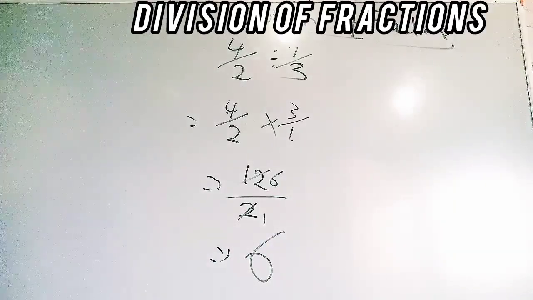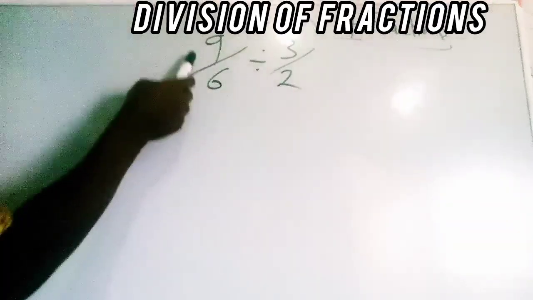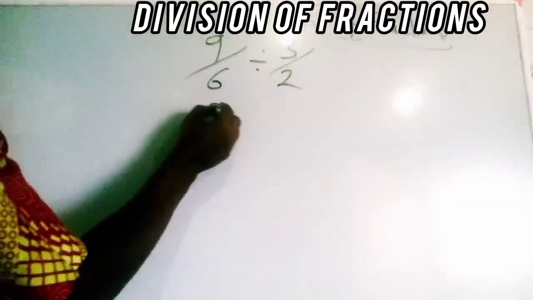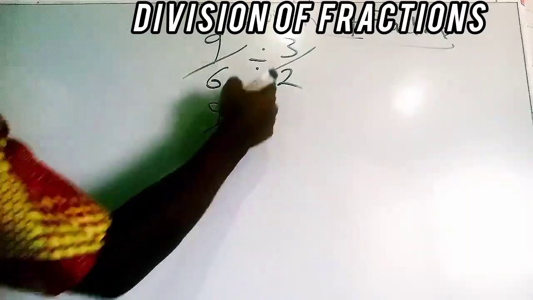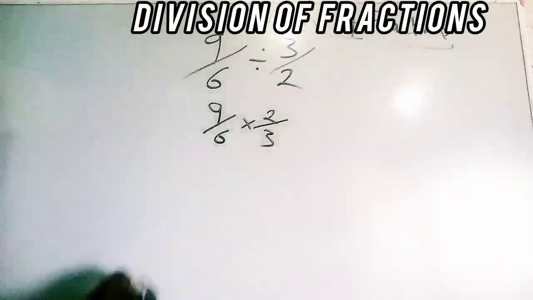Let's look at another example. Alright, so we have another example on the board. We have 9 over 6 dividing 3 over 2. So what do we do? We maintain the first fraction, so we have 9 over 6. We change the sign to multiplication and reciprocate the other fraction, so we have 2 over 3 now.